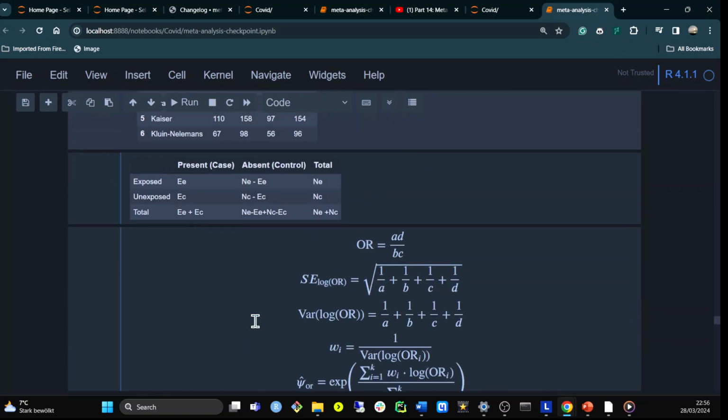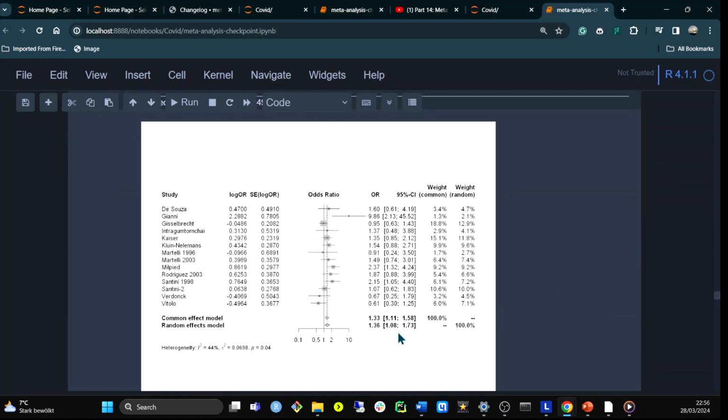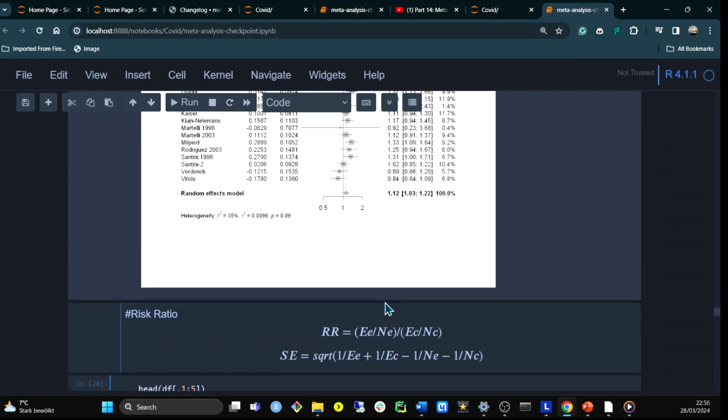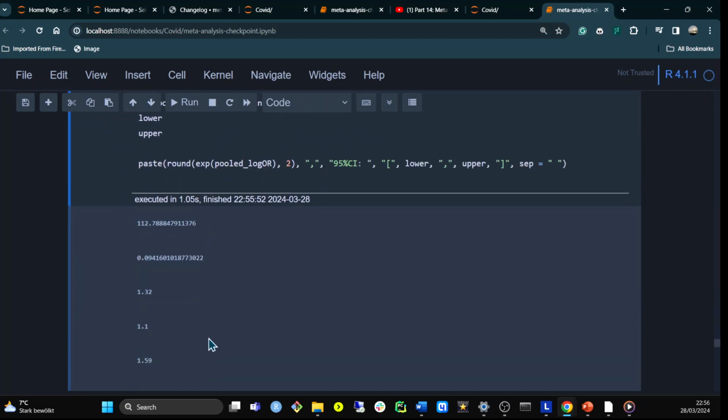We have already seen the pooled meta-analysis in the previous video. If we use a meta package, this is what you get, 1.33. That means a fixed effect model. I think what we did now is a fixed effect model. Then the lower bound is 1.11 and the upper 1.58, almost the same as what we just calculated here without using any package. So here we get everything.